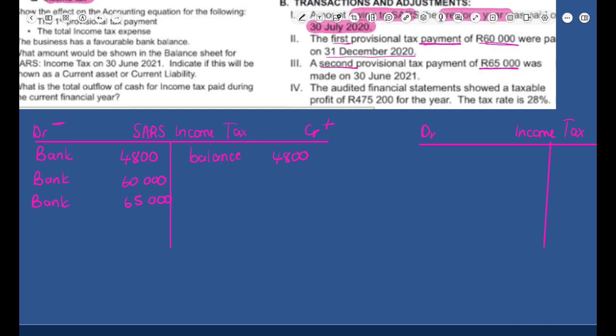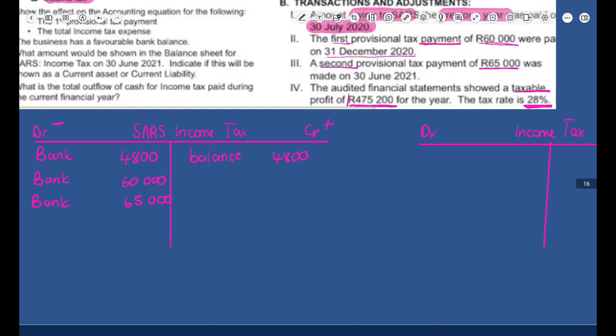Then the audited financial statements showed a taxable profit of 475,200. The income tax rate is 28%. Remember I said in my previous video that we only know at the end of the year how much tax SARS is going to charge us. SARS only lets us know at the end of the year, and they calculate the tax that we need to pay based on the profits that we've made during the year.